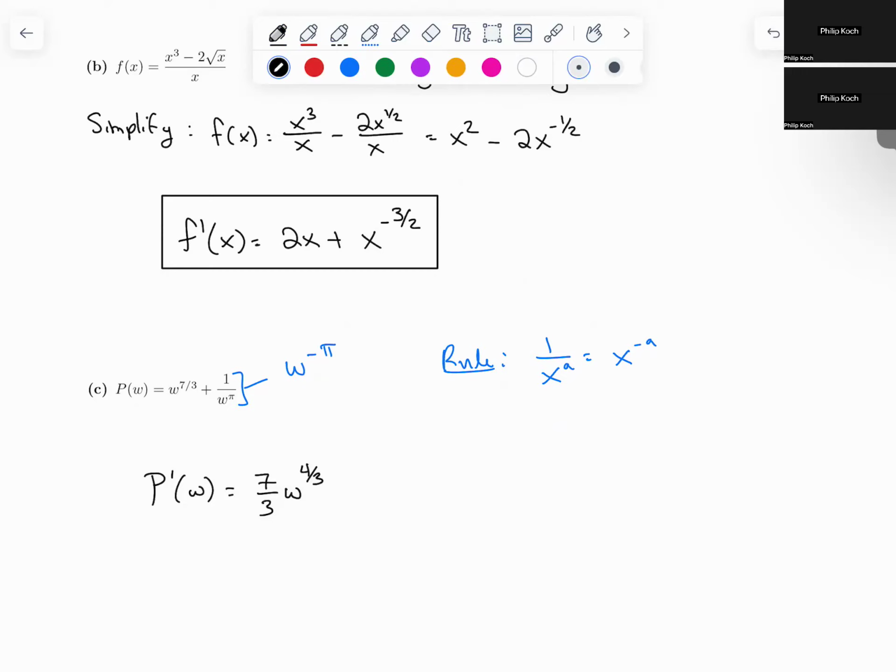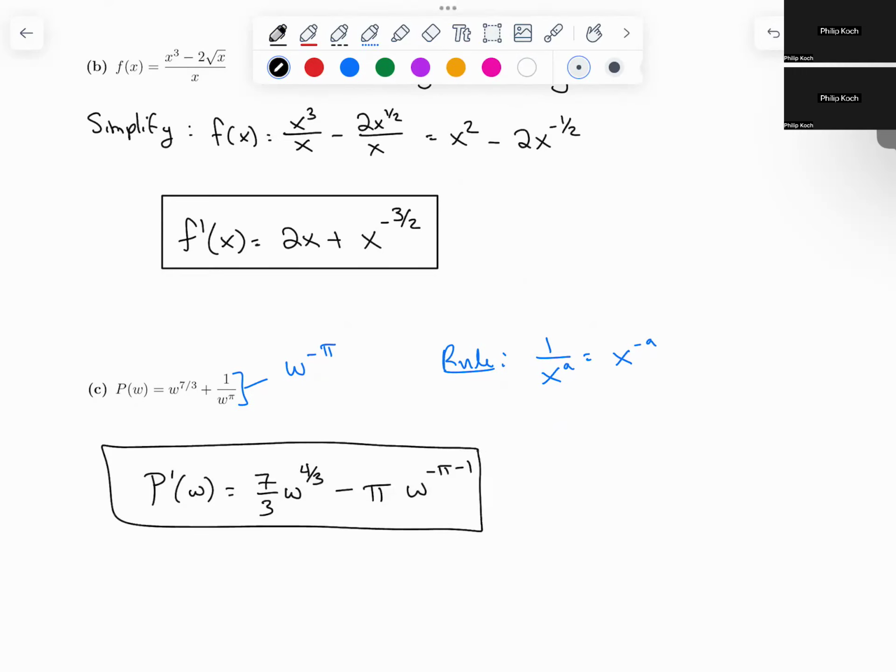And then the derivative of W to the negative pi would be negative pi times W to the negative pi minus 1. Yeah, it's a weird exponent, but it's just an exponent. It's a number just like you and me. We don't need to be afraid of it. We're all irrational sometimes, right? So it's a weird exponent, but that's the exponent, negative pi minus 1.